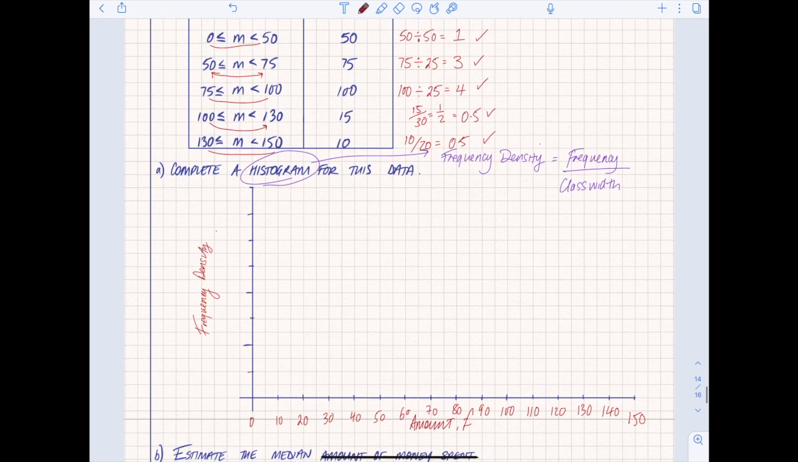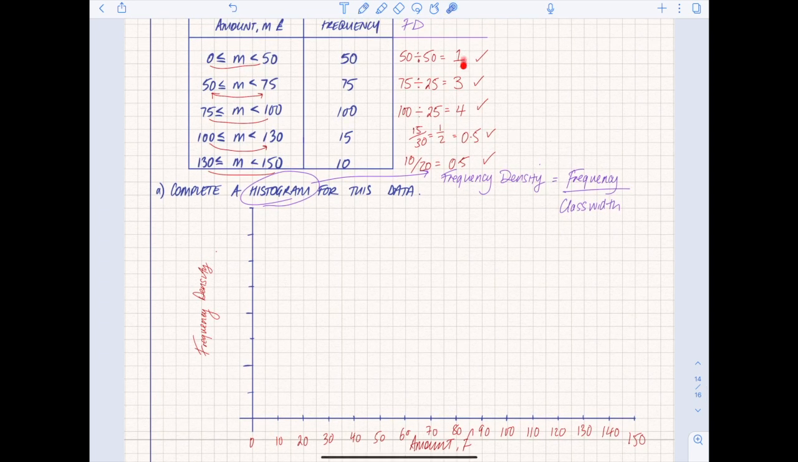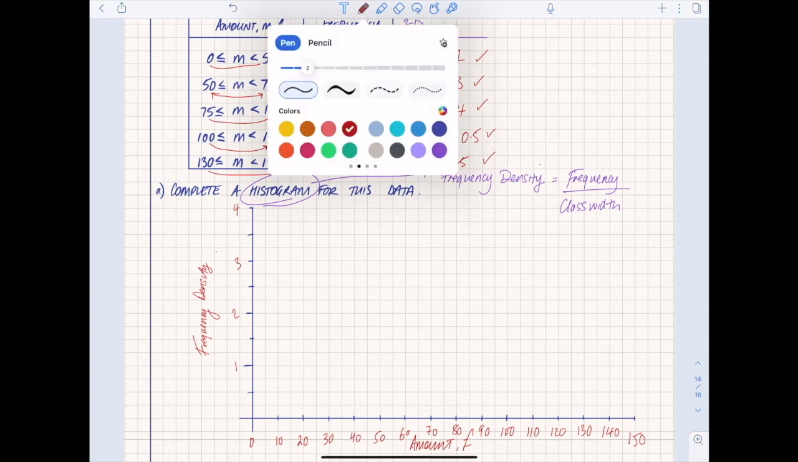So then look at the frequency density. Our highest number here is 4. So I need to be able to go up to 4. So I could go 1, 2, 3, 4. Perfect. So each one of those lines there is 0.5. Okay. So plotting this, I'm just going to make it a little bit bolder so you can see.